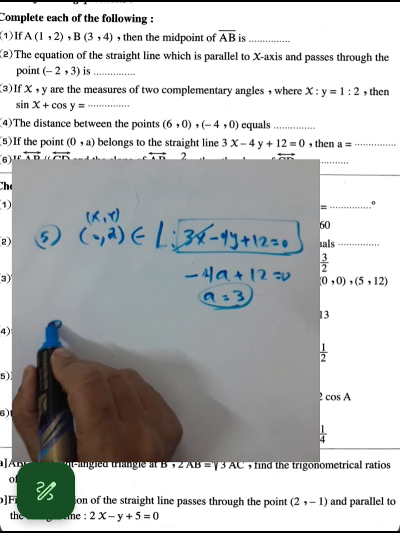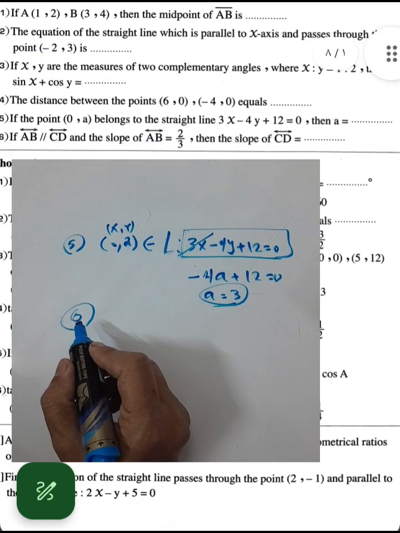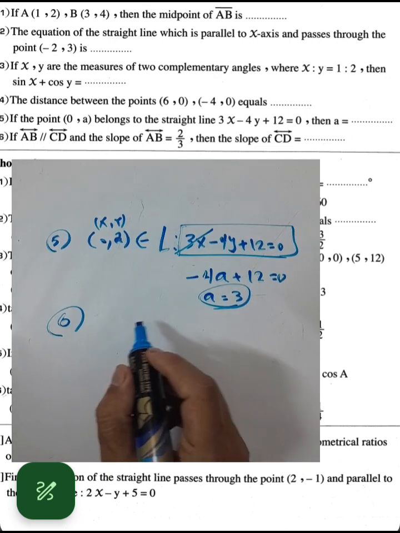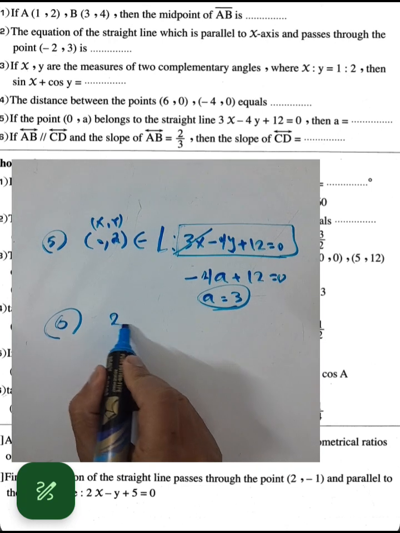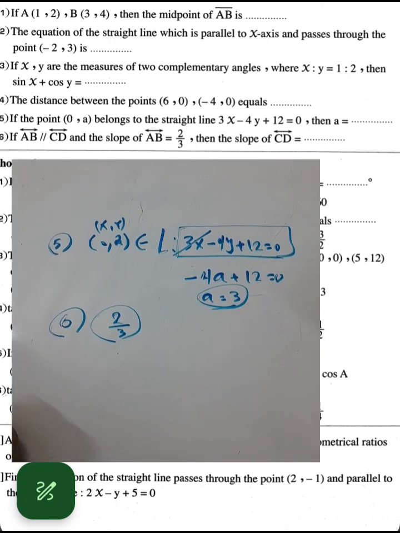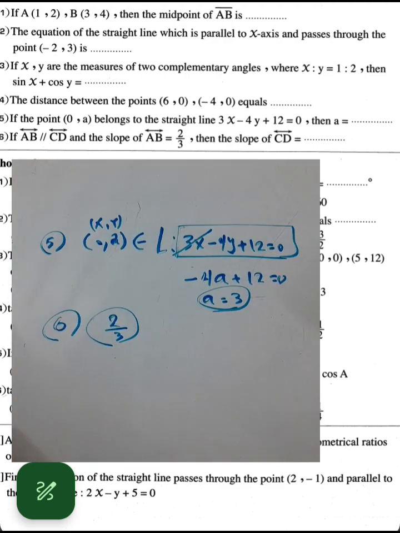Question number 6. If straight line AB is parallel to CD and the slope of AB equals 2 over 3, then the slope of CD will be 2 over 3 again, because they are parallel. L1 parallel to L2, then slope of L1 equals slope of L2. Then the result will be exactly here 2 over 3.